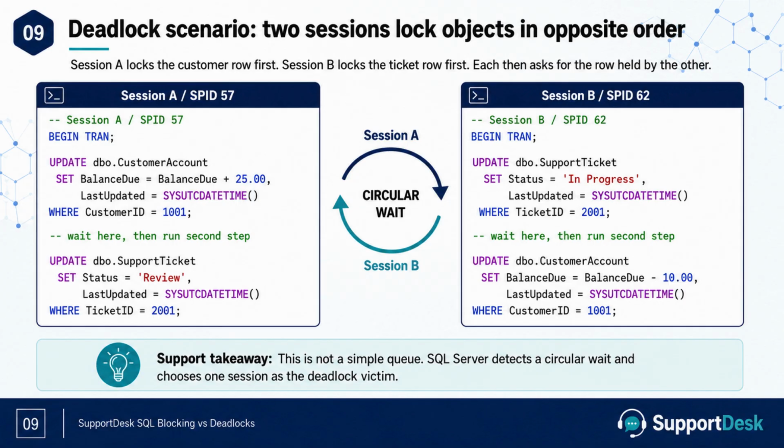The deadlock demo uses the same two tables but changes the order of access. Session A updates customer account first and then support ticket. Session B updates support ticket first and then customer account. This creates a circular dependency. One session will receive error 1205 and SQL Server will roll that transaction back.